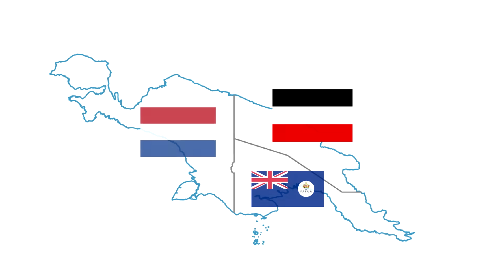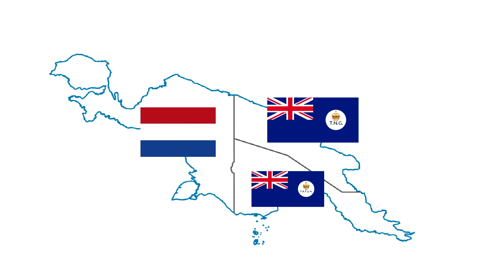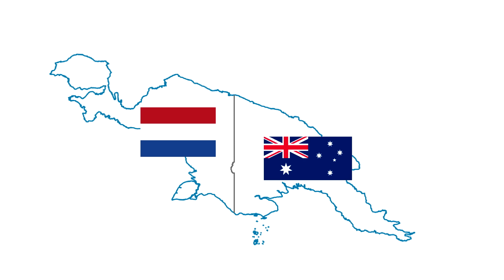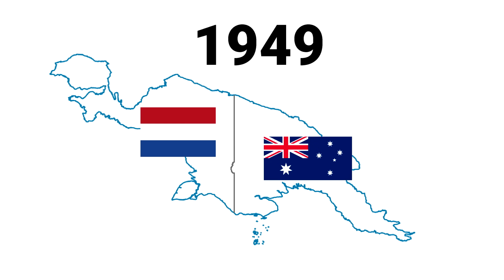This, however, would never happen, as World War I came and the Germans lost their part of New Guinea in 1914. The German part was then transferred into the territory of New Guinea, which together with the southern part became part of the administrative union of the Territory of Papua and Territory of New Guinea after World War II in 1949.